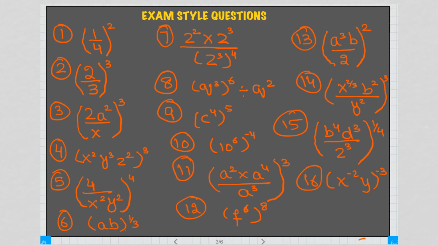Now you go through all these exam style questions from 1, 2, 3, 4, 5, 6, 7, 8, 9, 10, 11, 12 up to 16. What you need to do is apply all the rules, which are the laws of indices explained so far, on these exam style questions. Please make sure you do every single question. Some questions are difficult, I understand, but if you get stuck, please go back and listen to the instructions which I am giving, and it should be easy peasy for you.